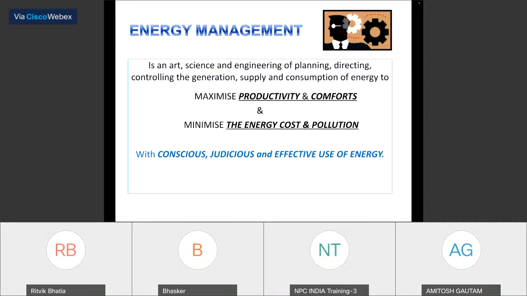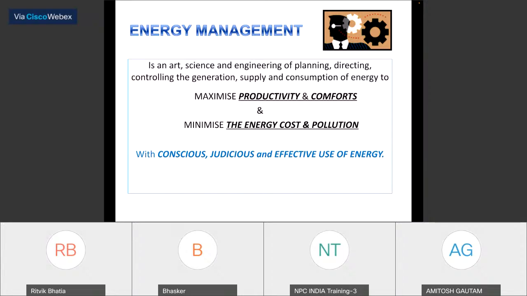So, being an engineer, those who are attending this seminar might know that we are all engineers, either mechanical, electrical, or anywhere we are working, we are a manager. So, as a manager, what is our duty? Our duty is to see that we are maximizing productivity and giving maximum comfort at least energy cost.